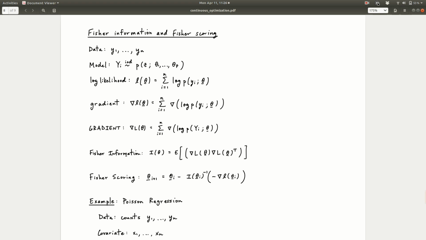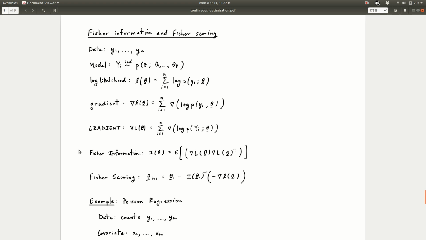So this is a random vector. In this case, it's going to be a p by 1 vector. And we define the Fisher information as the outer product of that vector with itself. So the Fisher information is a p by p matrix. And the ij entry is the expected value of the ith entry of the random gradient times the jth entry of the random gradient. So that's just the formula.